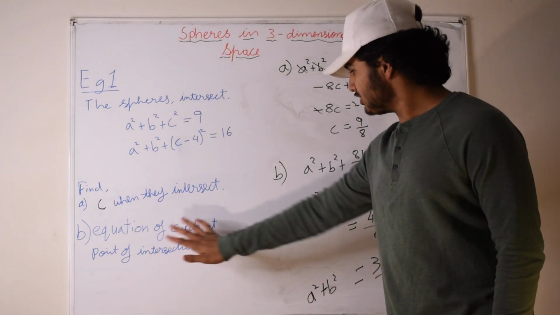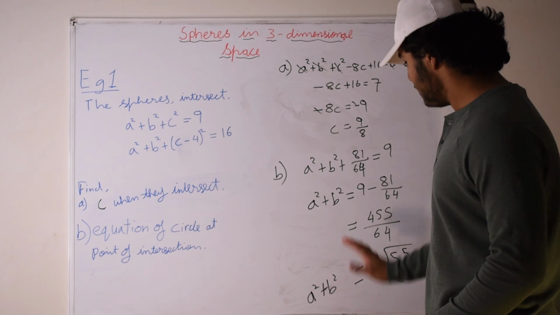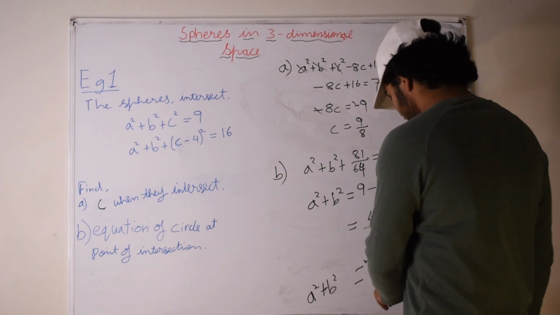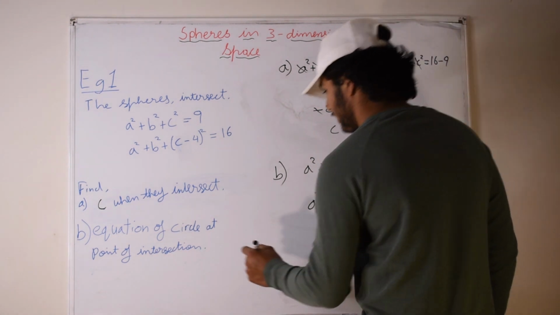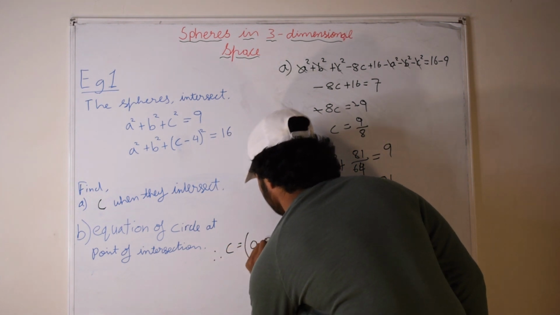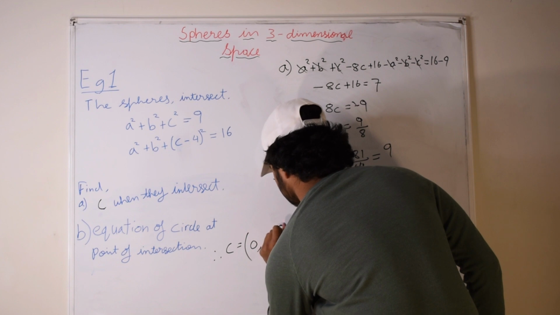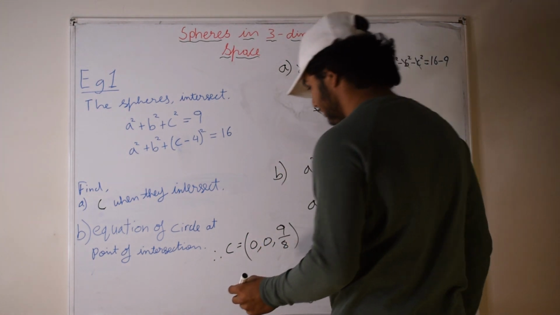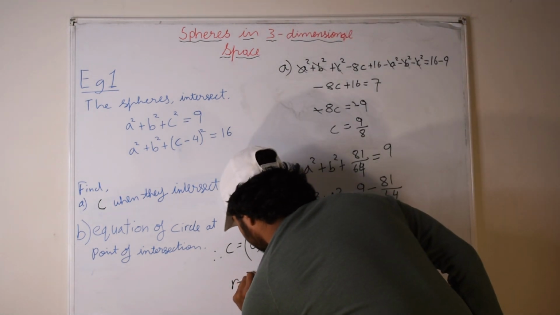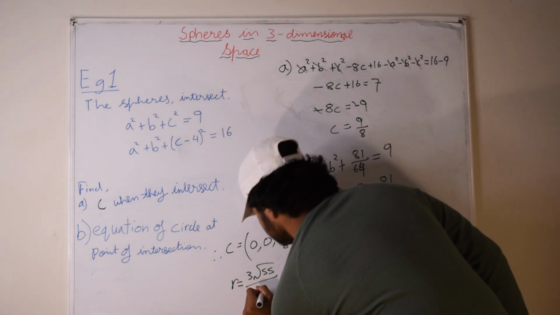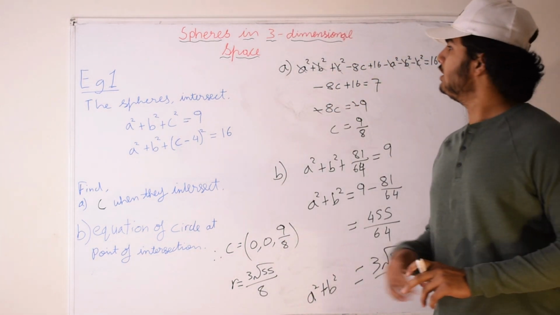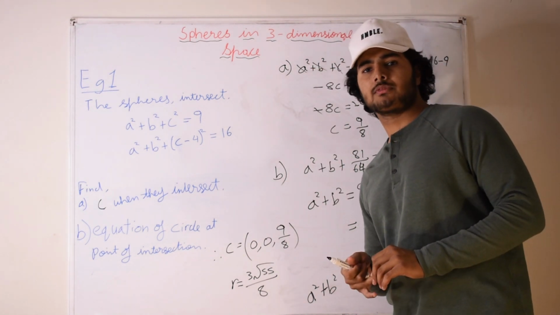So, since we've got the equation of the circle, let's quickly jot down the center point and the radius. So we've got the radius as this, so therefore the center point becomes 0, 0 and the value of c, which is 9 upon 8, and then the radius equals this over here, so 3 root 55 upon 8. So relatively straightforward question here for spheres. Hopefully it helps.